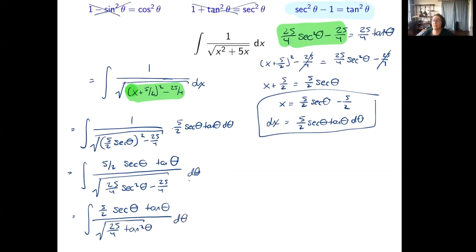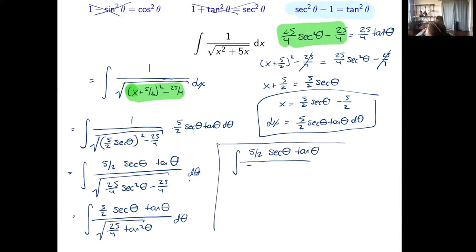Now this again is the purpose of doing a trig substitution. I have something squared underneath a square root, so I get to cancel these and get rid of the square root. Now my square root is gone. I can cancel off these tangents and these 5/2, and this works out to the antiderivative of secant, which again is something to have memorized. This is the natural log of the absolute value of secant theta plus tangent theta. And of course, we can add any constant to that.